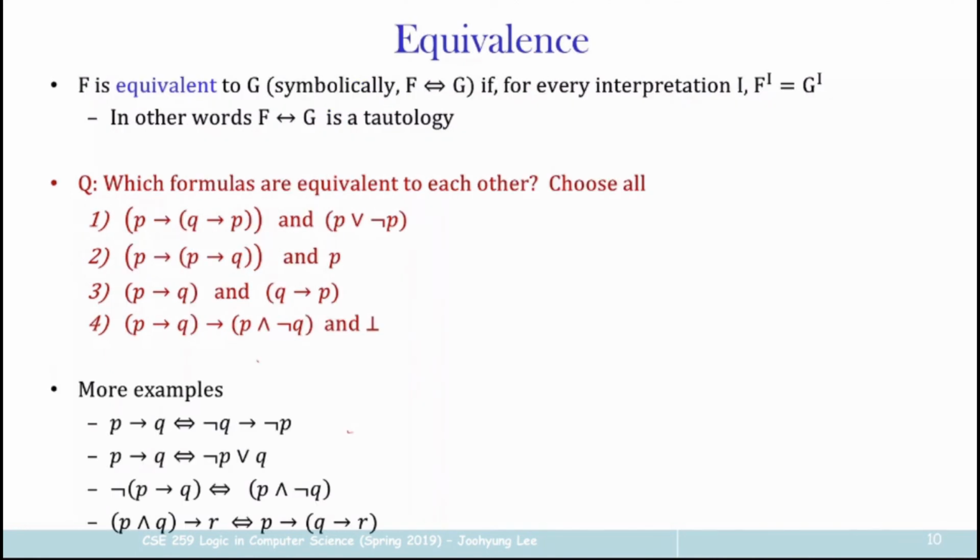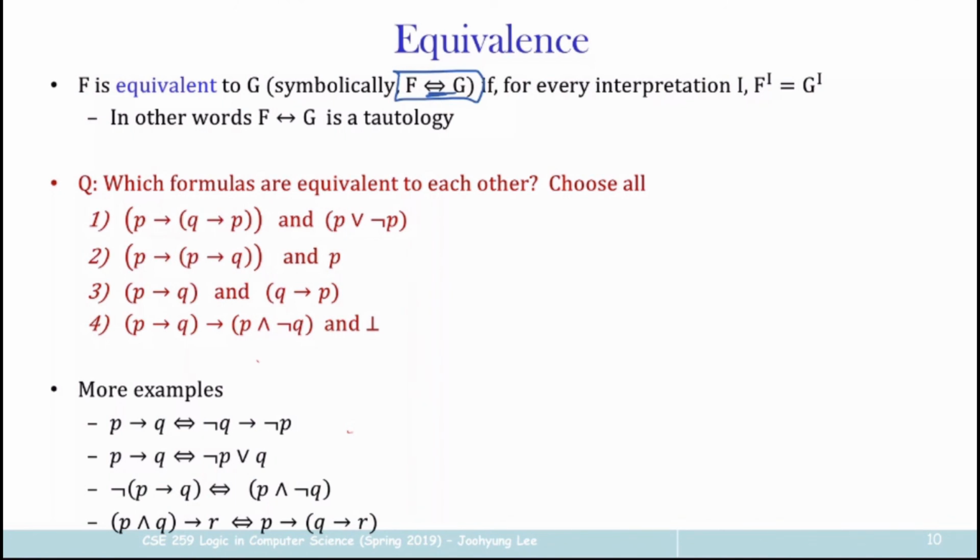Okay, so the next one is the notion of equivalence. So we say F is equivalent to G, and symbolically we write this way, the double-sided arrow, for every interpretation I, their truth values are the same. Their valuations are the same. Okay?